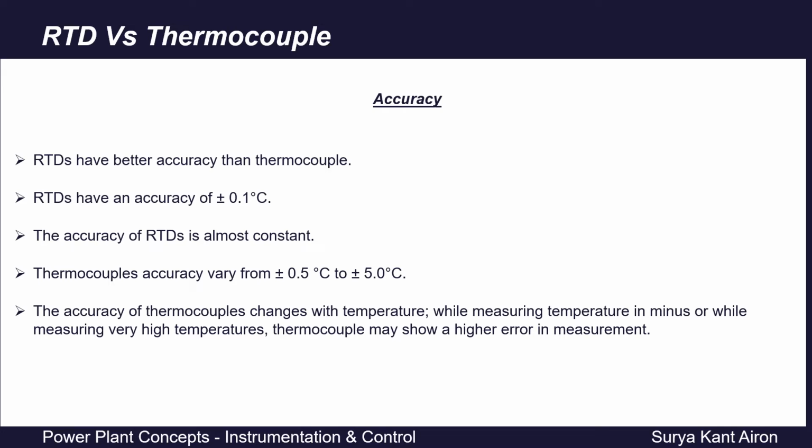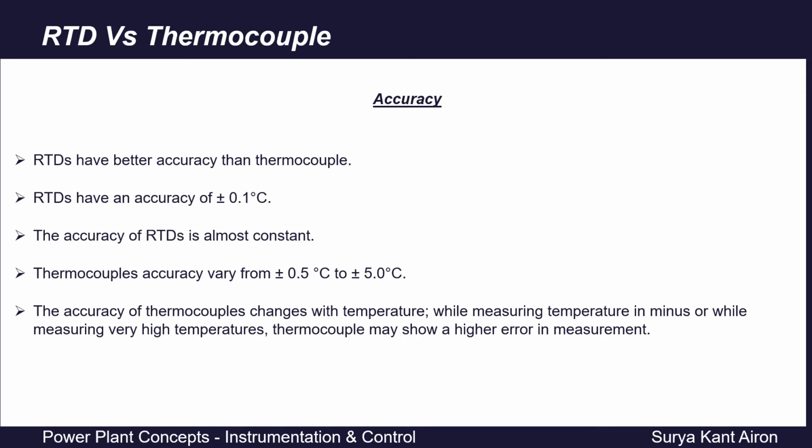While thermocouples have comparatively poorer accuracy than RTDs, their accuracy may vary from plus minus 0.5 degrees centigrade and may go as high as plus minus 5 degrees centigrade with temperature change.